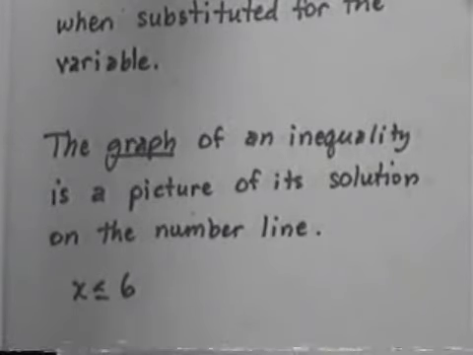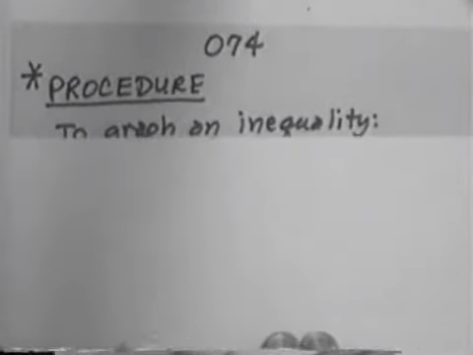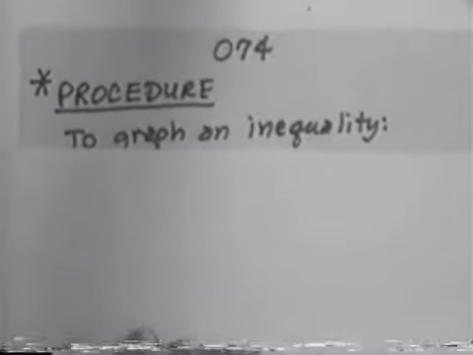Very quickly we realize that the graph is going to show an infinite list of numbers. There are infinitely many numbers that make this statement true, and we are to show a picture of all of them. So we need a procedure for how to go about such a thing. This procedure I have starred. It's very important. Let's take it step by step.